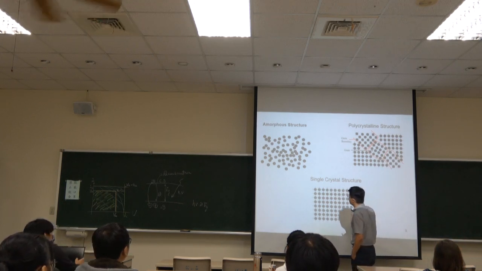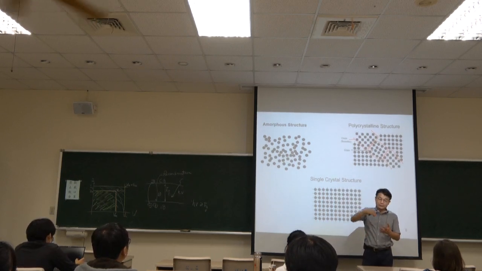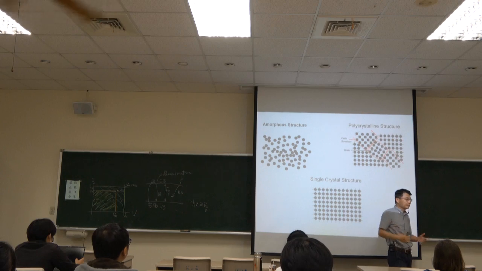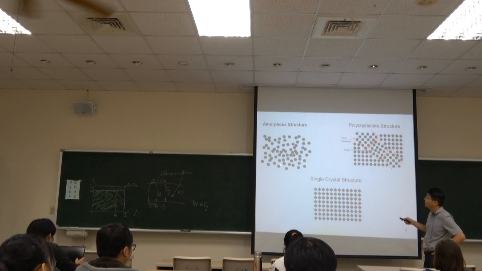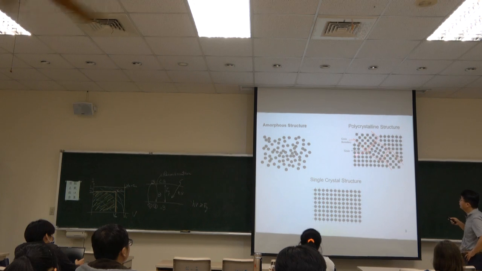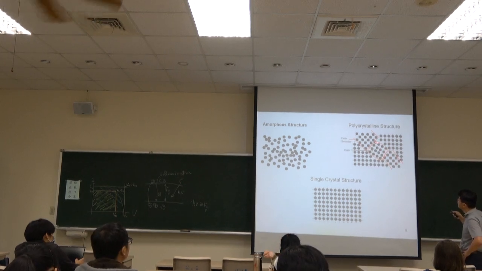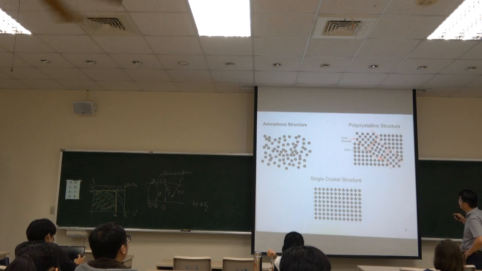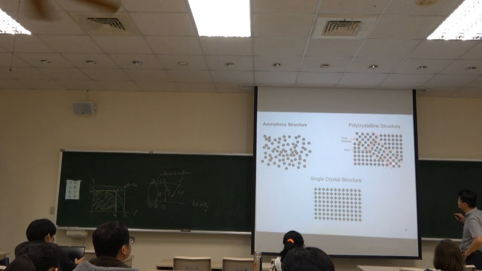For the carrier transfer in amorphous, it's more difficult, right? Because there are no consecutive layers. So therefore the electron faces a lot of barriers. But for the polycrystal, there is some single crystal, but still there's a grain boundary. So those grain boundaries act as barriers. The electron must overcome this grain boundary in order to transfer to another grain.